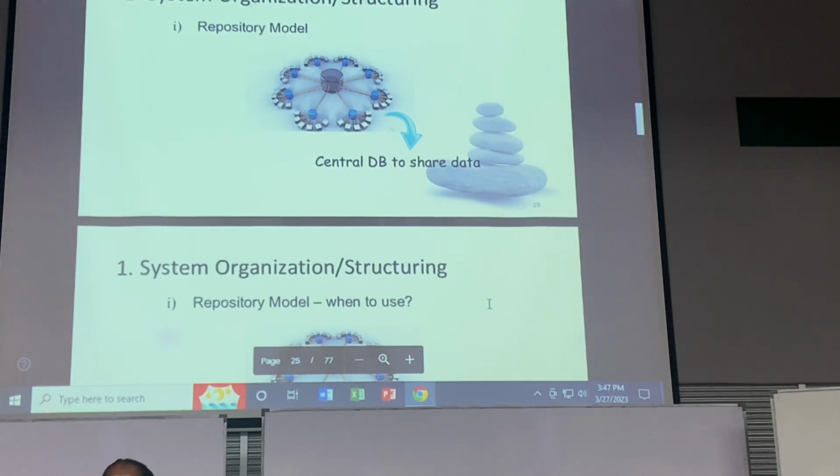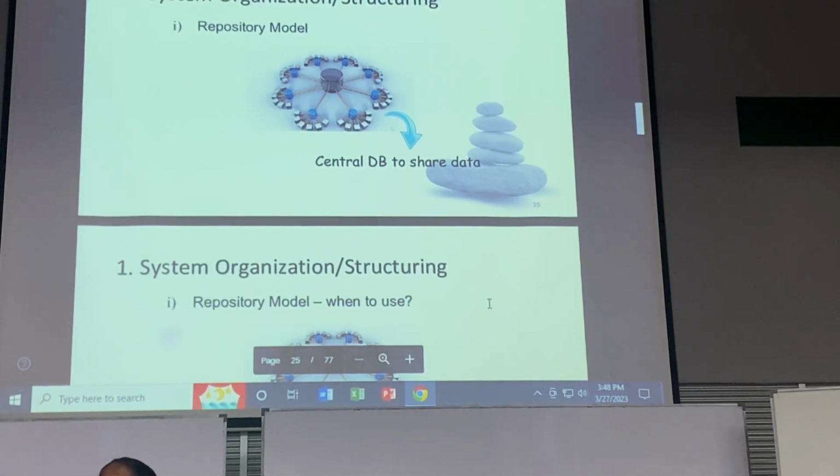Each campus has a server room, each campus has a server, but to connect all the six branches, we have a main server. Let's say, for example, suddenly the KL branch server doesn't work, the staff in the KL branch still can retrieve the data from the main server.